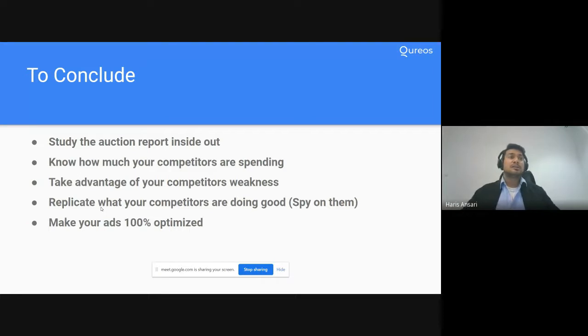If they're running good ad copies, replicate them creatively, obviously not exactly copying them. See what strategy they are using, what CTA they are using, what type of keywords they are using, and if they are doing well, why not give them a tough time on the things they are doing well. And the most important thing, the last thing, is to make your ads 100% optimized to get a good quality score, because that's the topmost thing in order to beat your competition. Having a killer ad copy and a relevant ad copy will help you increase your quality score, and eventually you are going to beat your competition.